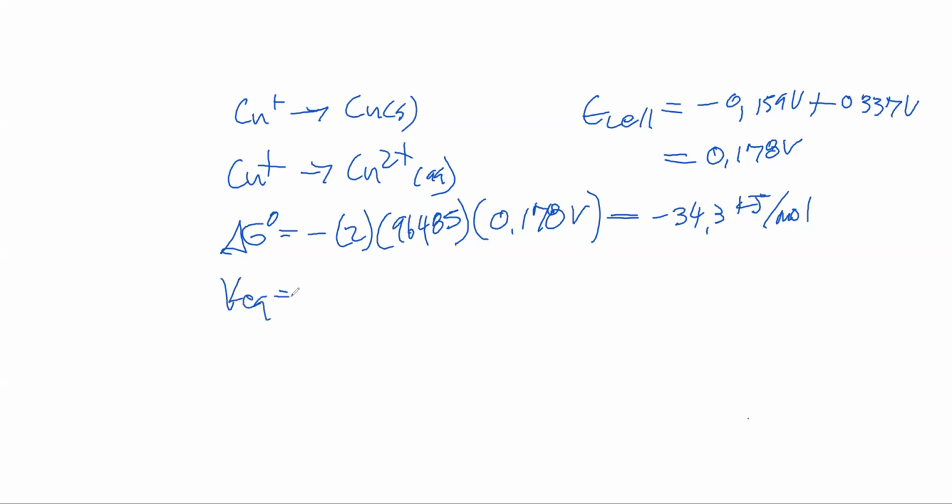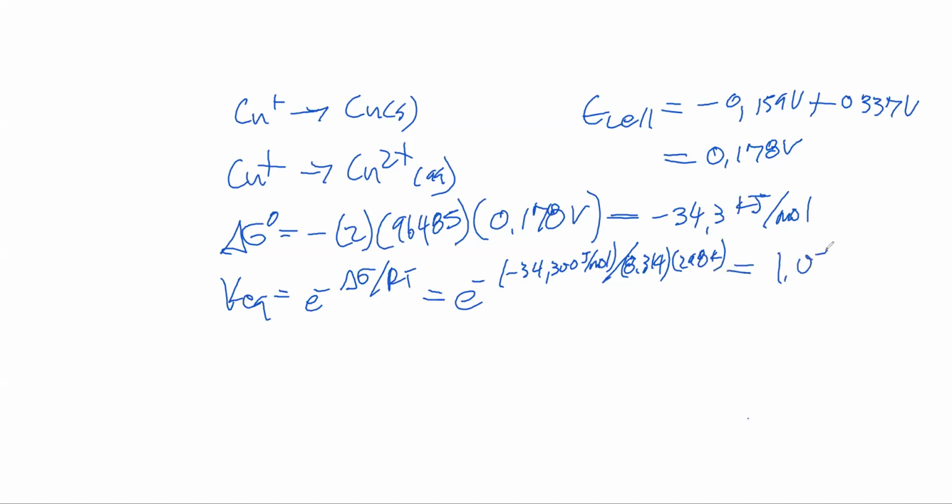And if we want to find our K, then we can take e to the negative delta G over RT. So this becomes e to the negative 34,300 joules per mole. Divide that by 8.314. Divide that by 298 Kelvin because we're at 25 degrees Celsius. And so we get a K of 1.05 times 10 to the 6.